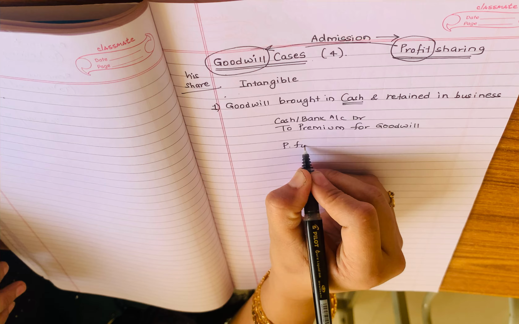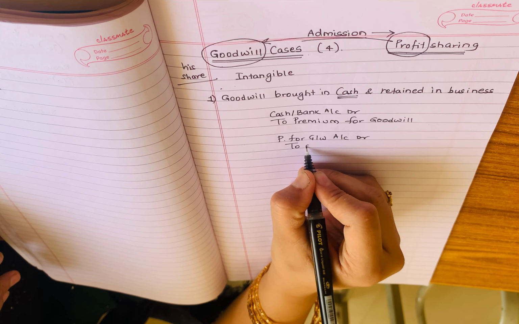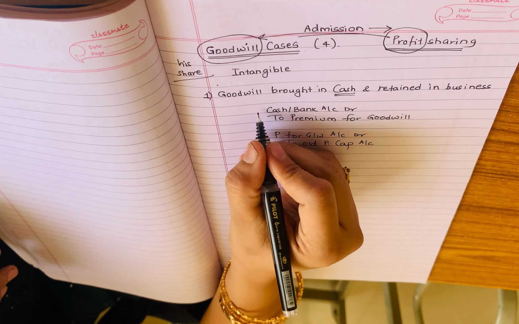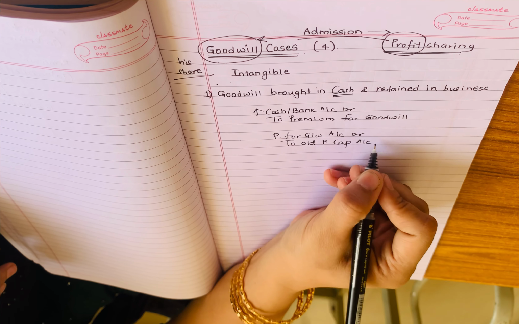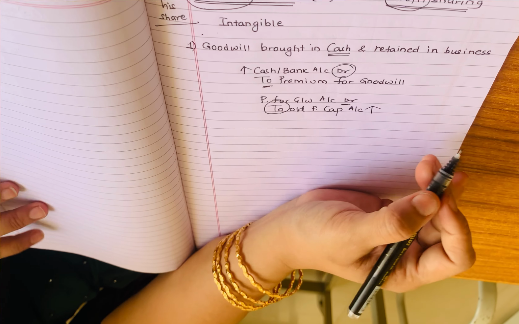So premium for goodwill account debit to old partners capital account. Here cash will increase and old partners capital will increase, so increase in debit and increase in credit. Premium for goodwill is just a dummy account which is credited and then debited to get it cancelled.